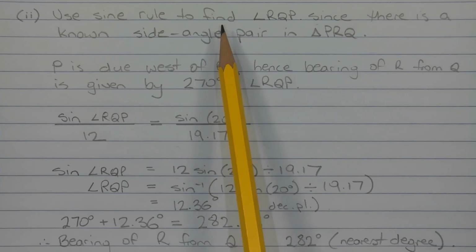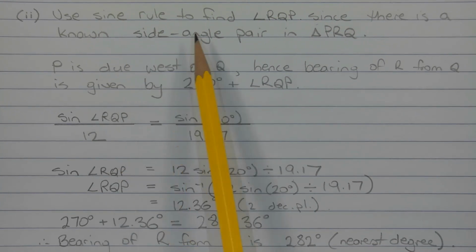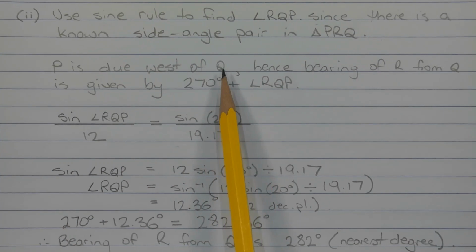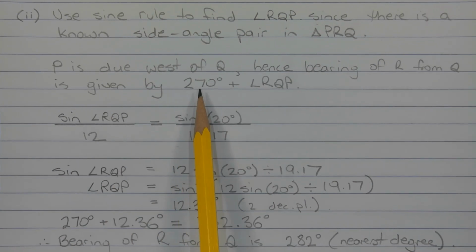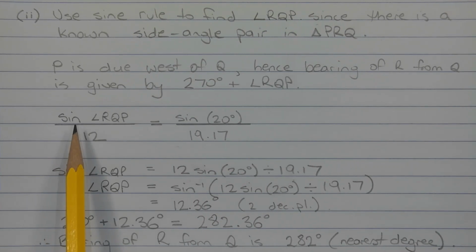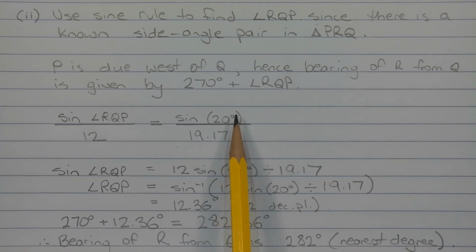So using the sine rule to find angle RQP, since there is a known side angle pair in triangle PRQ, and we know that point P is due west of Q, hence the bearing of R from Q is given by 270 degrees plus angle RQP. So using the sine rule, sine of angle RQP over 12 is equal to sine 20 degrees over 19.17. Rearranging the formula to make sine angle RQP the subject, we get sine of angle RQP is equal to 12 times sine 20 degrees divided by 19.17.